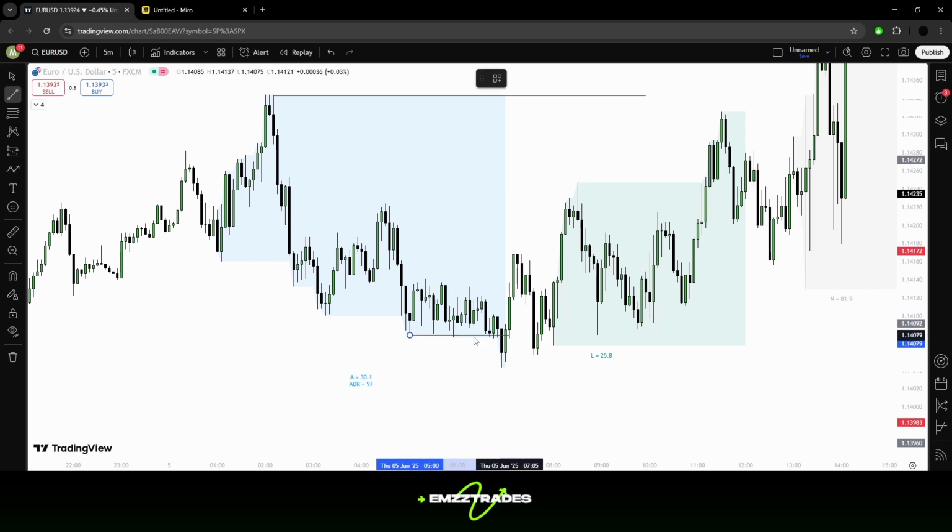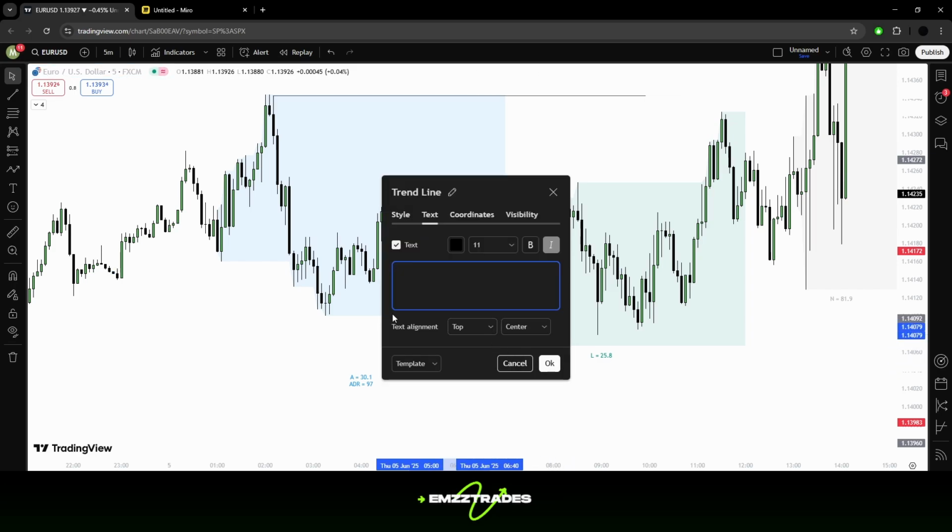As you can see, a lot of rejection is happening here, which is why I'm going to be marking this out as my lowest point. And as you can see, the lows got swept right here. It's very clear, official wicks right there. So this is our liquidity point.